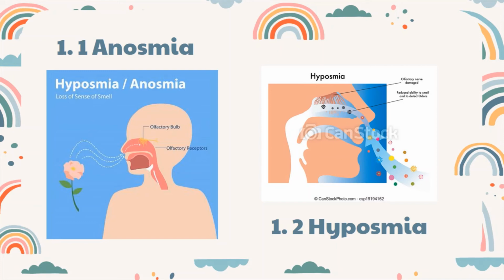Next, we have the hyposmia. Hyposmia is the decreased sense of smell or a decreased ability to detect odors through your nose. The difference between hyposmia and anosmia is that hyposmia is when the ability to detect odor is reduced, while anosmia is when a person can't detect odor at all.